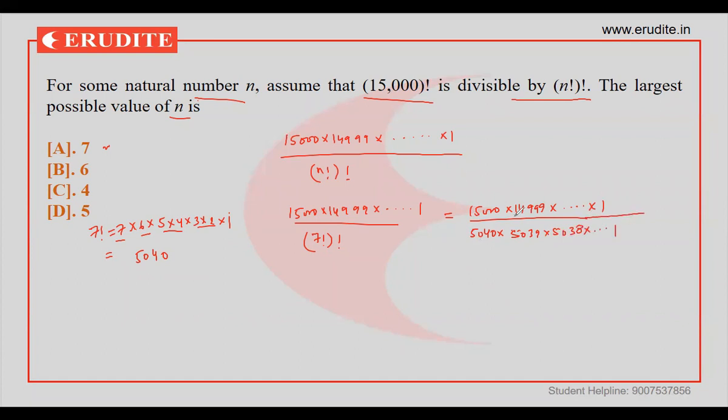You can see that, guys. The numerator is the multiple from 1 to 15,000. The denominator is the multiple from 1 to 5,040. Definitely the denominator's range lies within 1 to 15,000, so it is going to be cancelled. That means this value is going to divide the numerator. So the maximum value possible for n is 7 itself. So my correct answer is 7. I hope it is clear. Thank you.